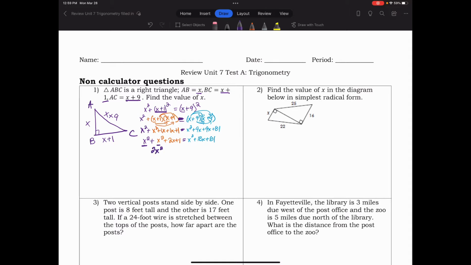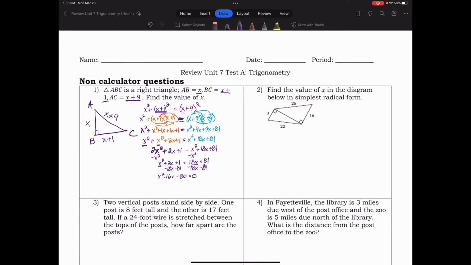I go through and combine my like terms here. So this is going to be 2x squared plus 2x plus 1 is equal to x squared plus 18x plus 81. I get all of my x squared on one side, so I subtract x squared. I end up with x squared plus 2x plus 1 is equal to 18x plus 81. I notice that I have an x squared and an x term, so I know I'm going to have to set it equal to 0. So I subtract 18x and I subtract 81. I have x squared minus 16x minus 80 is equal to 0.